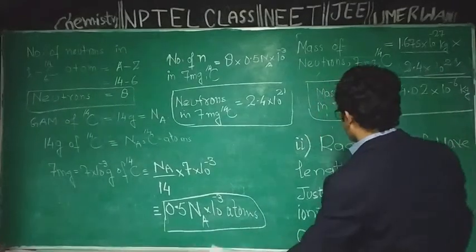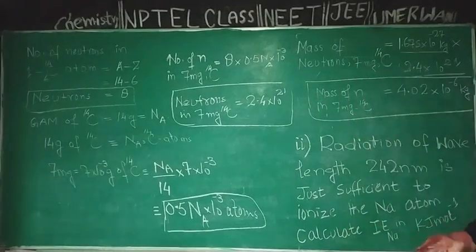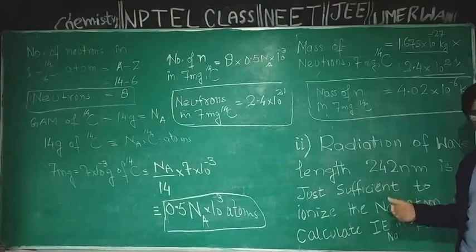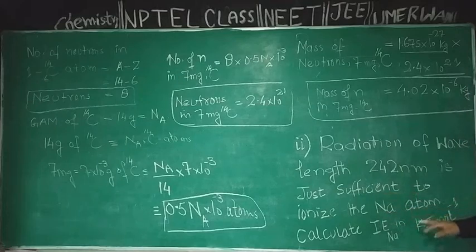Now coming to the second part of this problem. In the second part of the problem, the wavelength of radiation is given, which is enough to ionize a sodium atom. Now I need to calculate its ionization energy in kilojoule per mole.